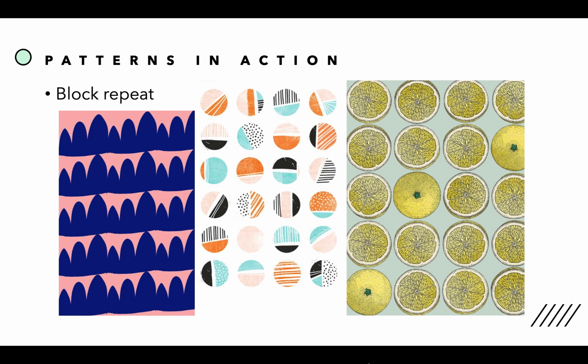Here's a couple of examples of block repeat in action. Even though the designs can be quite complicated, like this first one in the blue and the pink, the wobbly line makes it look like maybe there's lots of different types of tile being repeated, but you can see from the shapes that actually it's one shape that's been repeated lots of times.